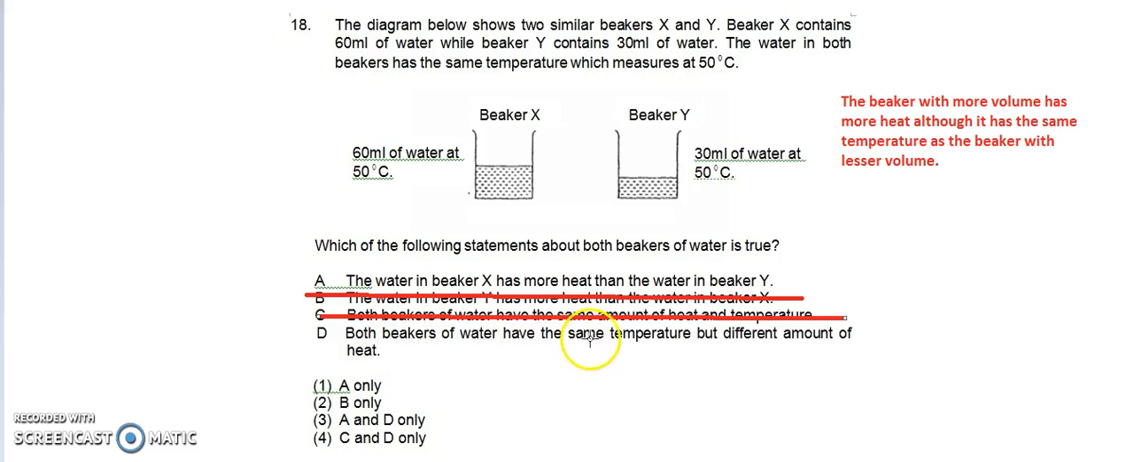Both beakers of water have the same temperature but different amount of heat, which is true. They are both at 50 degrees Celsius, but beaker X, which has a higher volume, has more heat. So D is correct. So answer is A and D. So looking at the options, answer is 3, A and D.